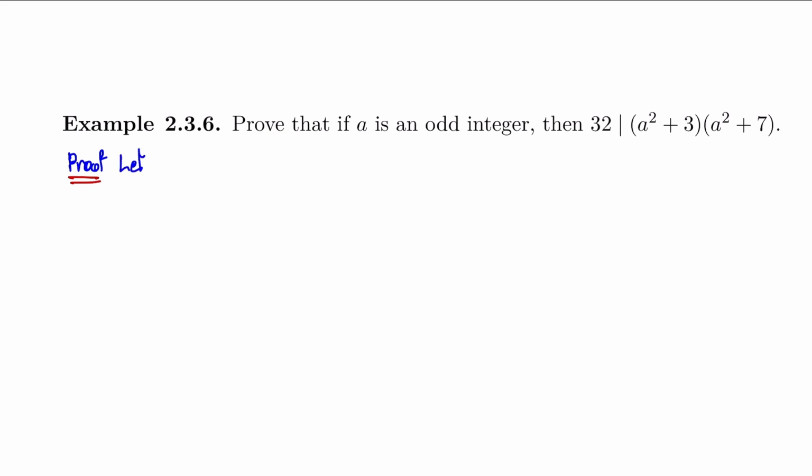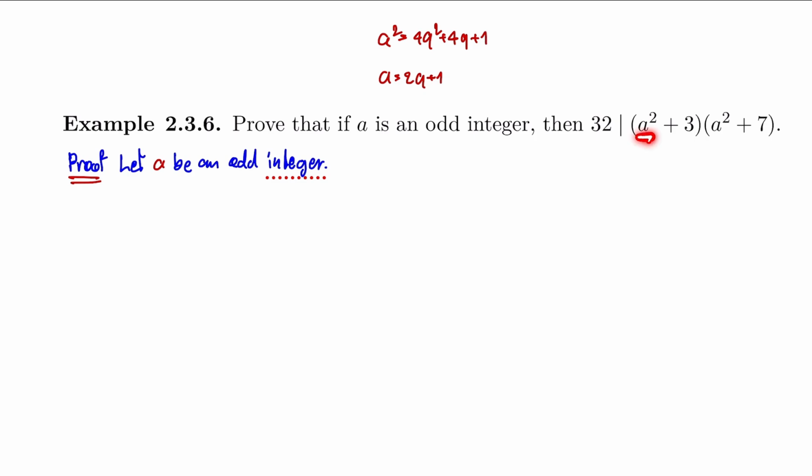a be an odd integer. Now, which odd number do you want? So if you start with a equal to 2q plus 1, okay, so let's say you have 2q plus 1. What happens to a squared? It's going to be 4q squared plus 4q plus 1.